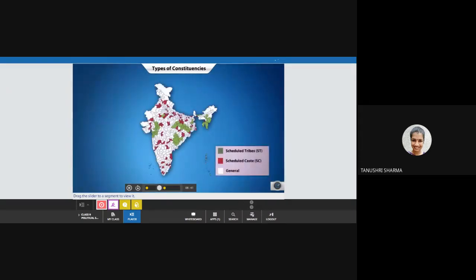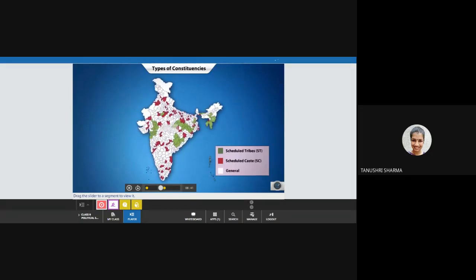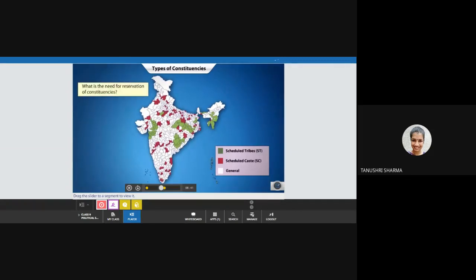There are also reserved constituencies for scheduled castes and scheduled tribes in parliamentary, assembly and municipal elections. General candidates are not allowed to contest in these constituencies. Why do you think some constituencies need to be reserved for scheduled castes and tribes?